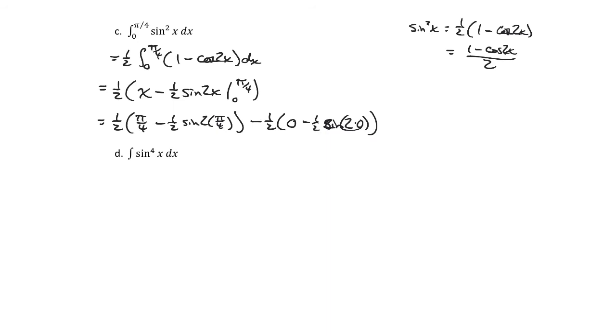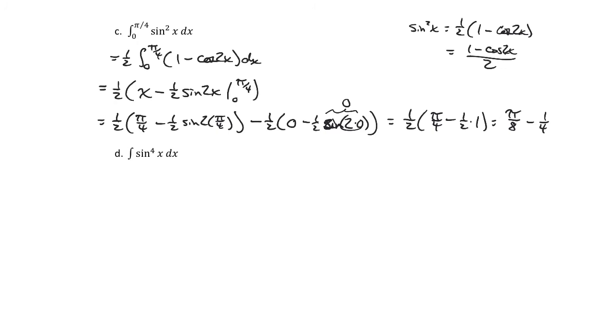But the sine of 2 times 0 is the sine of 0, and the sine of 0 is also 0. So that second term that I subtracted is 0. 2 times pi over 4 is pi over 2. The sine of pi over 2 is 1. So we end up with 1/2 of pi over 4 minus 1/2 of 1, which if you want to distribute, you don't have to in my opinion, but you get pi over 8 minus 1/4. So that's how the half-angle identity comes into play. No substitution was required either, which is kind of nice.